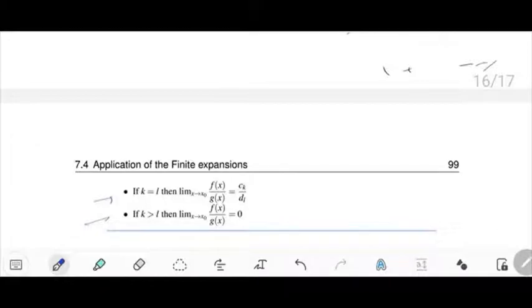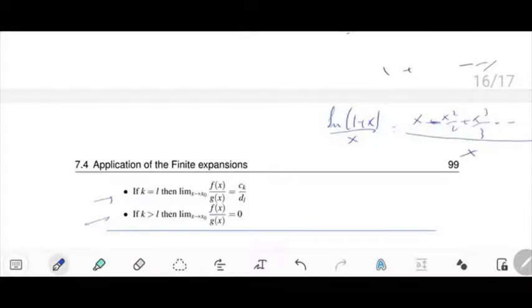Let us take the example of ln 1 plus x over x. You know that ln 1 plus x, its expansion starts by x plus etc. It's minus x2 over 2 plus x3 over 3 plus etc. And then divide by x.